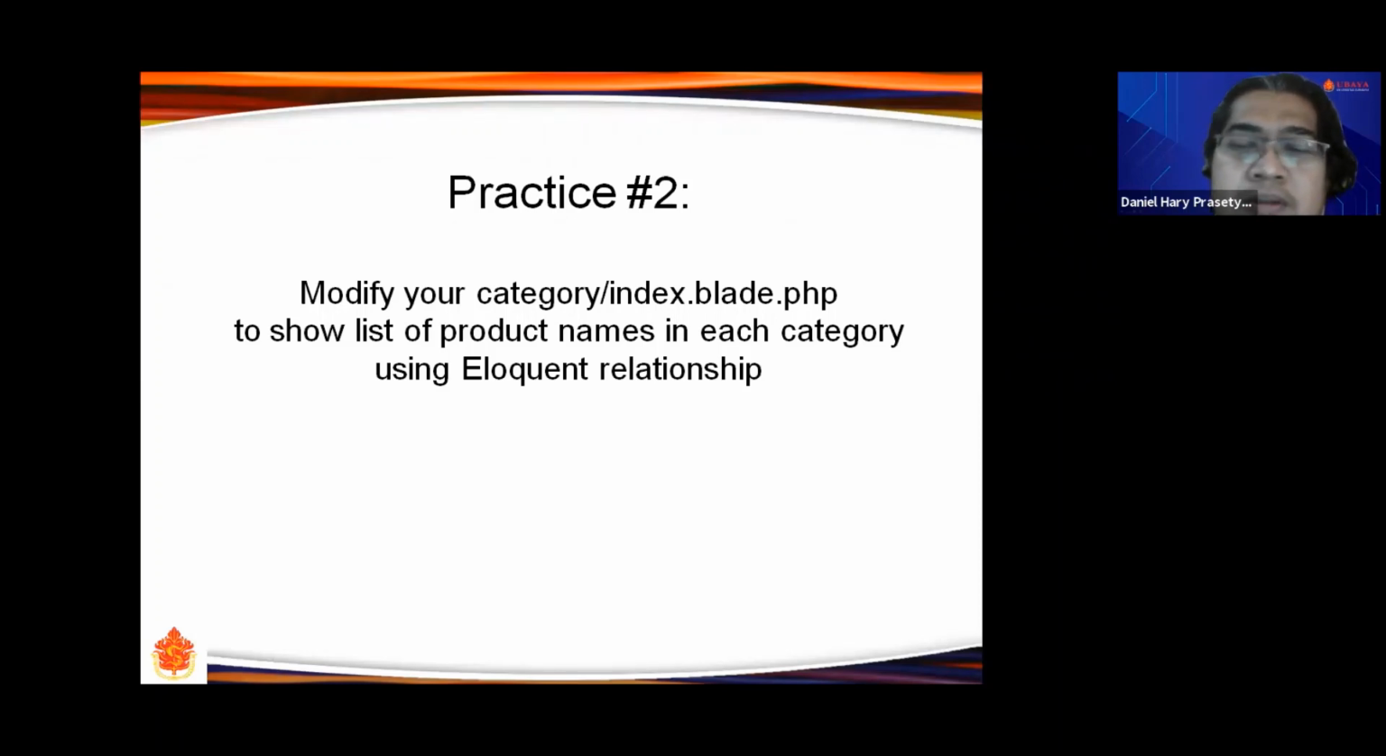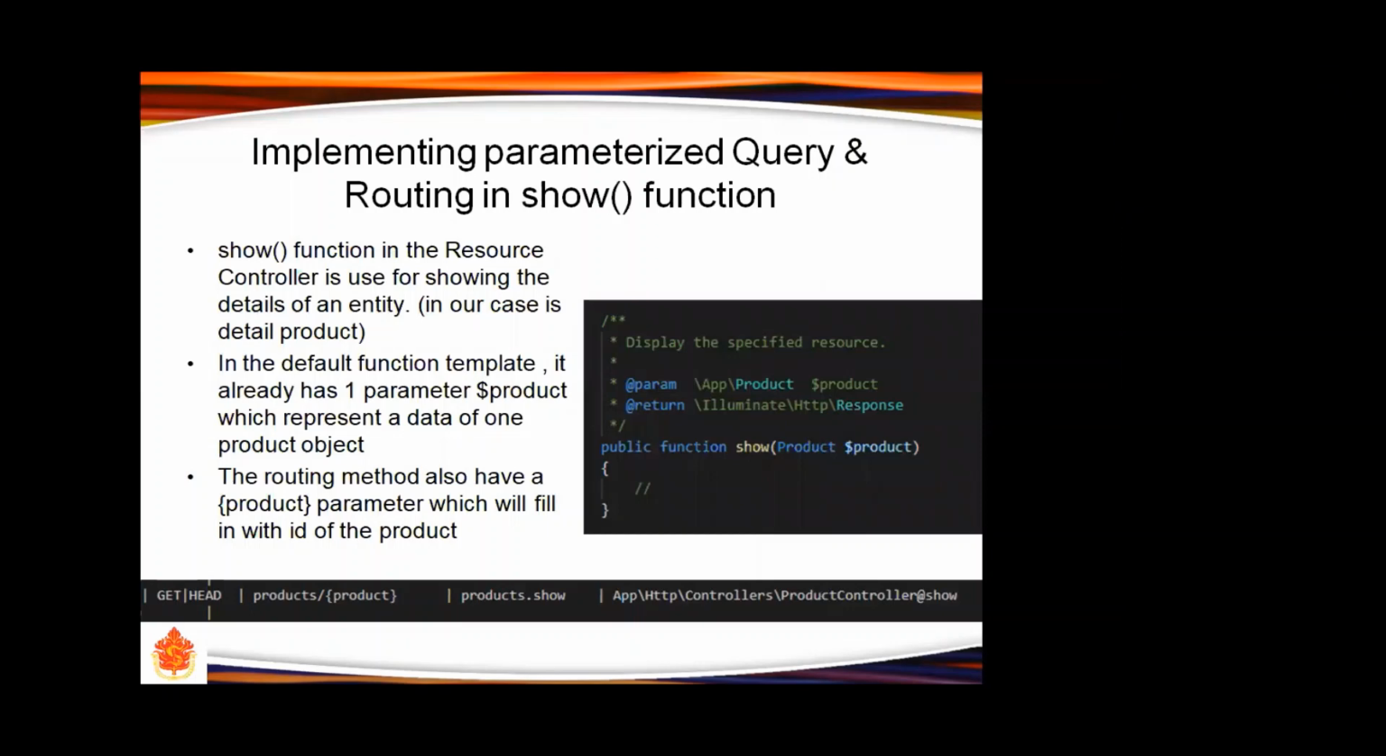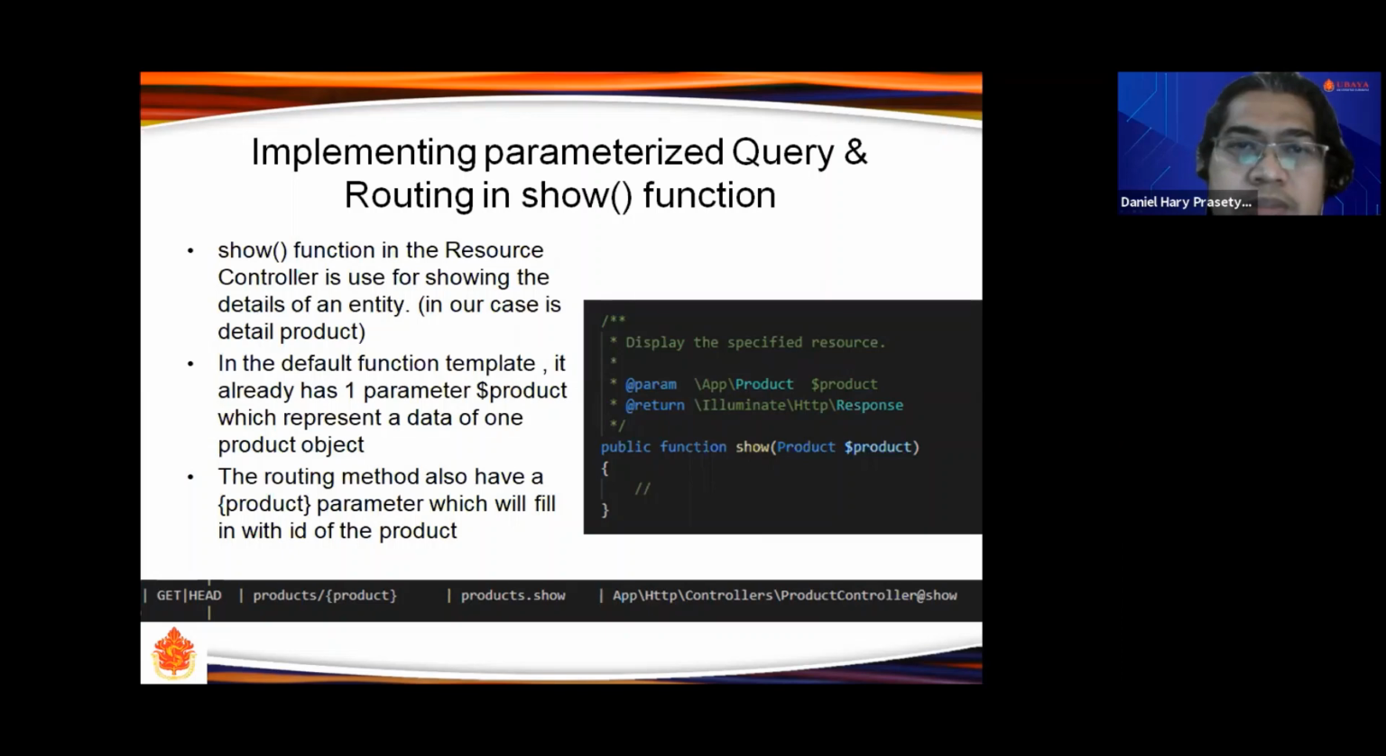Okay, it's already done. We modified our category index to show a list of products. Next, we will implement the routing for show. In our show there is a parameter product. In a controller, the product will be one record of product data.